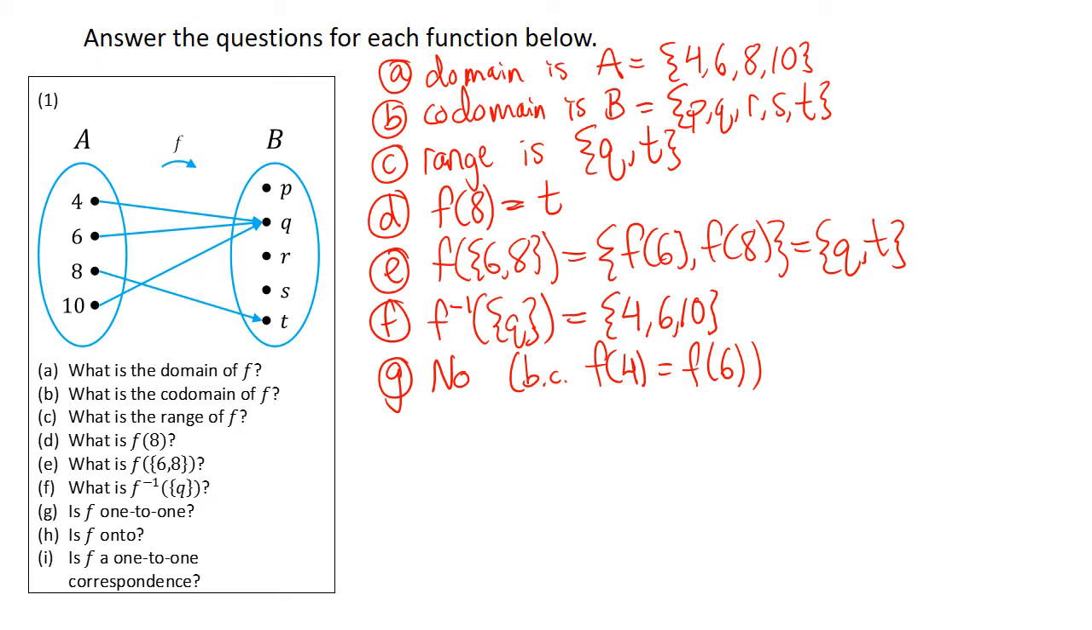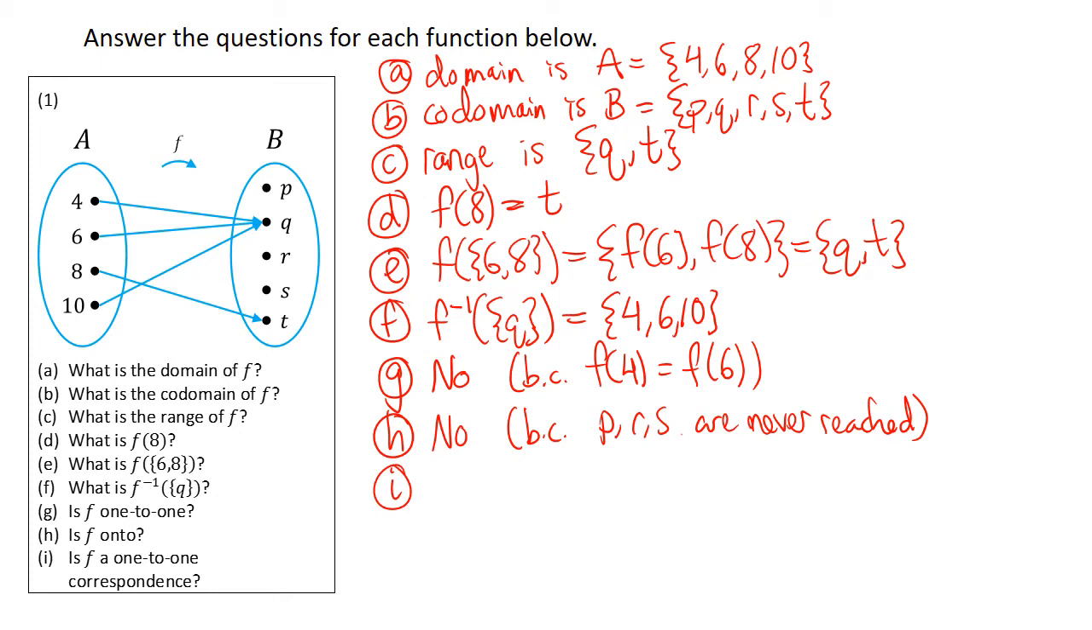Okay, so for H, onto. Onto means that you hit every element in the codomain, which is definitely not true. So for example, P, R, and S are never reached. And then finally for part I, if either of your answers to G or H was no, then this is also going to be a no, because a 1-to-1 correspondence is a function that is both 1-to-1 and onto. So that's a no.